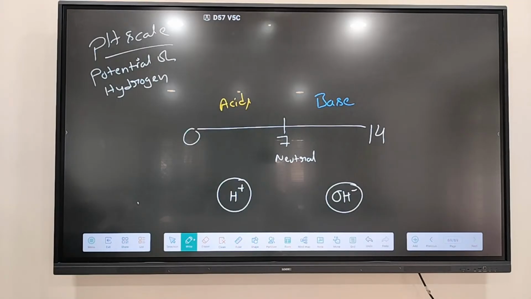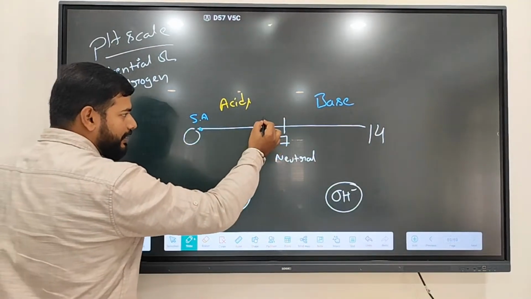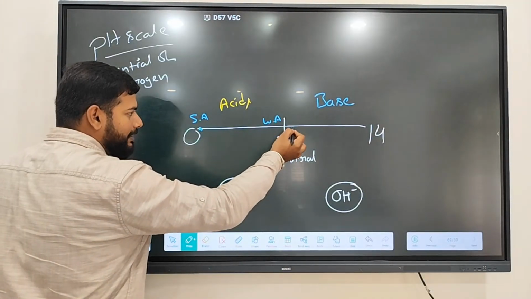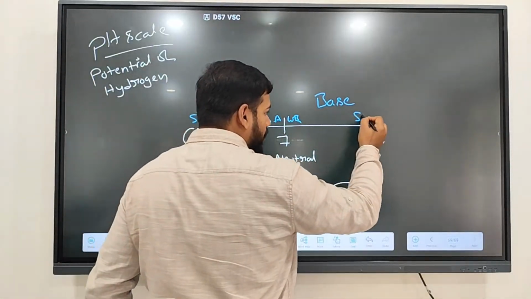Now tell me, if the pH value is nearly 0, whether it is a strong acid or weak acid. Less than 7, nearly 7, then it will be a weak acid. Nearly 0 is a strong acid, more than 7 a weak base, nearly 14 a strong base, right?